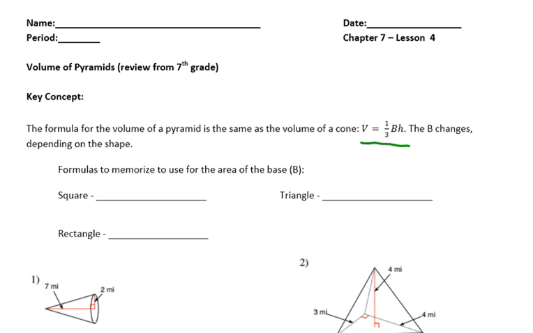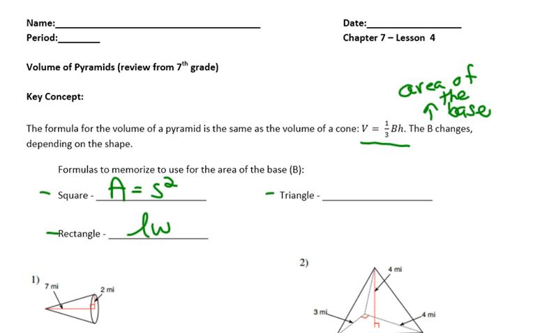The big B changes depending on the shape because big B stands for area of the base, if you remember. So depending on what shape the base is, that's going to change. We've talked about these 3 formulas that you need to have memorized. For a square, it's side squared. For a rectangle, it's LW. And for a triangle, it's 1/2 BH. And again, it's what's on the bottom.